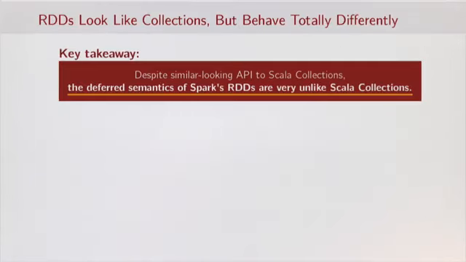So a key takeaway of this session is to remember that despite how similar Spark looks to Scala collections, the deferred semantics of the RDDs that you're using have a very different behavior compared to Scala collections. So the need to use this cache function to prevent things from being evaluated multiple times, for example, is completely unlike Scala collections, even though the same interface is available to you.